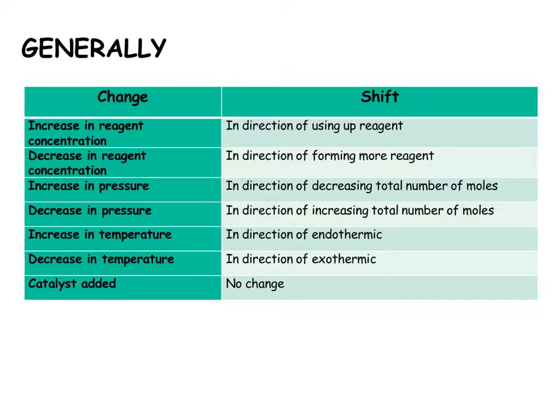If I increase pressure, it will always go to the least number of gas moles. A decrease in pressure will always go to the most number of gas moles. An increase in temperature favors endothermic. Decrease in temperature favors exothermic. And although a catalyst speeds up the rate of the forward and the reverse reaction, the equilibrium does not change.